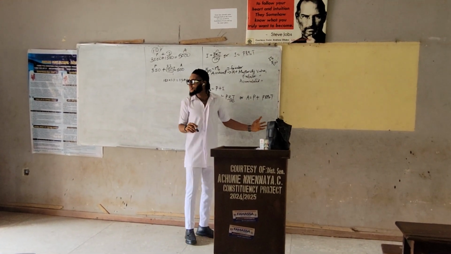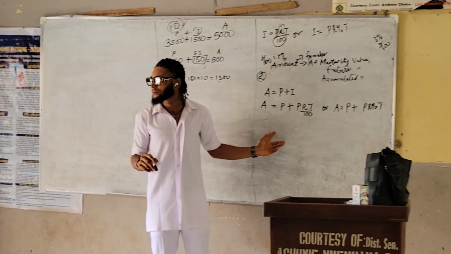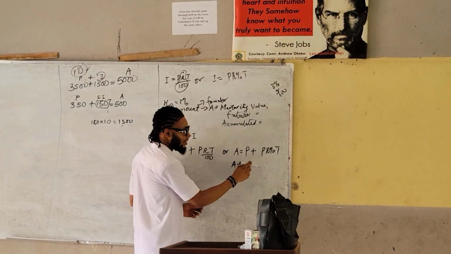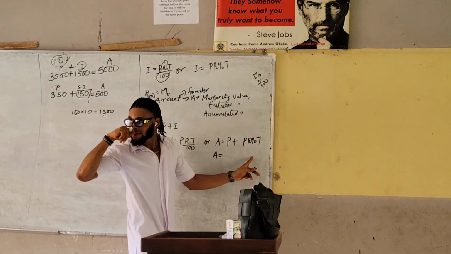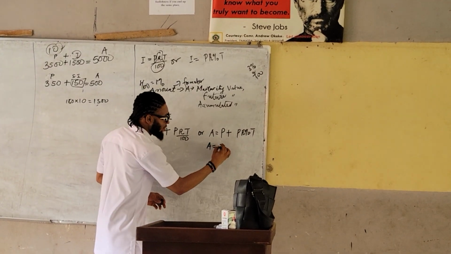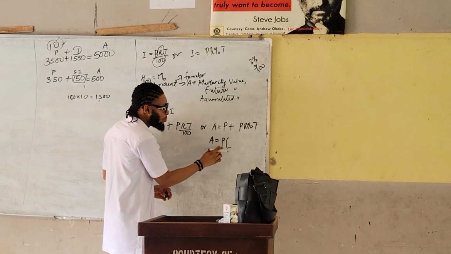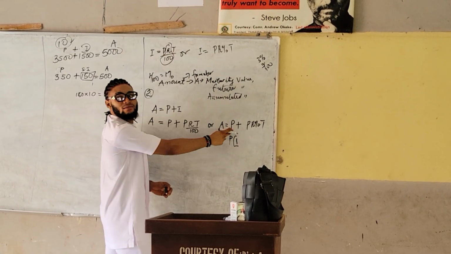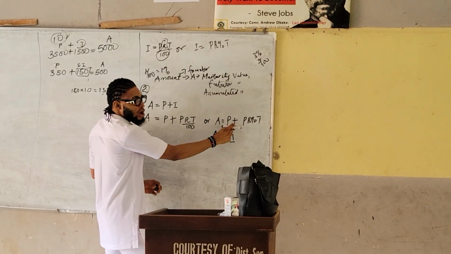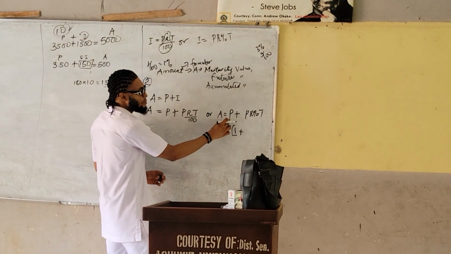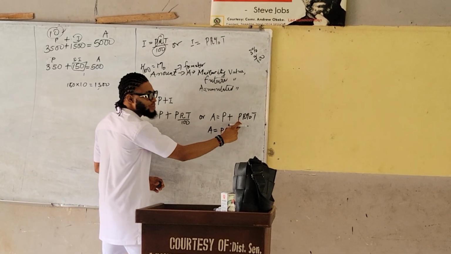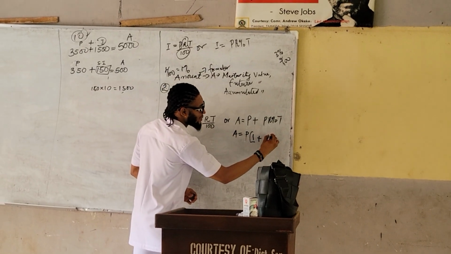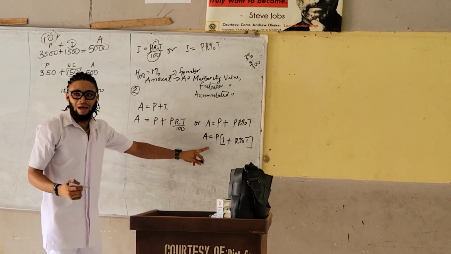If you have to factorize this and this, you say A is equal to, now what is common here? P is common here, right? You pick one P, open bracket. Now if you put P and factorize it, here will remain 1, right? Why? P times 1 is P. Plus, now P is already outside, so you will not write P again. You simply say R percent T. This is the amount formula.